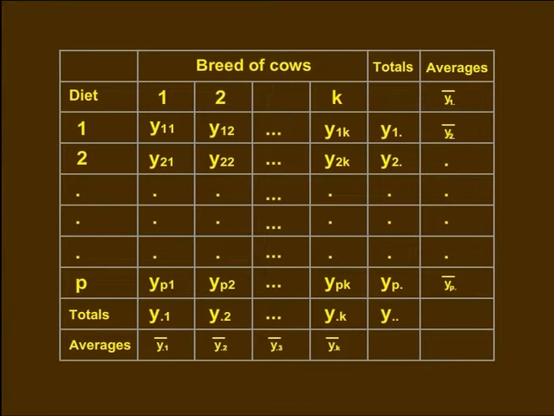The treatment totals are given by Y1 dot, Y2 dot, etc., Yp dot, and the corresponding averages are explained by Y bar 1 dot, Y bar 2 dot, etc., Y bar p dot. Similarly, the breed totals are given by Y dot 1, Y dot 2, etc., Y dot k, and the corresponding averages are explained by Y bar dot 1, Y bar dot 2, etc., Y bar dot k. Y dot dot explains the grand mean.